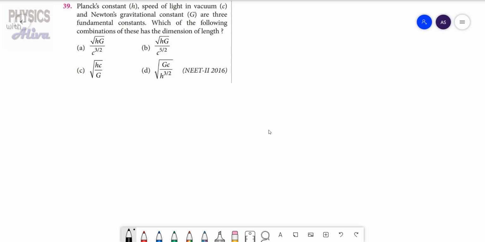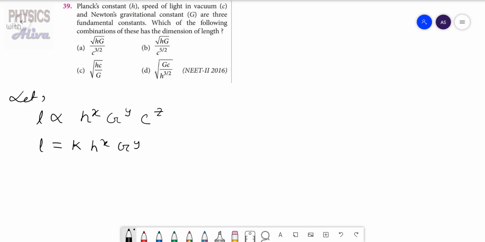Okay, so the problem is that length is directly proportional to h to the power x, G to the power y, c to the power z. We do not know the values of x, y, z, so we are taking them arbitrarily. Now we can equate these two sides, and this k is a dimensionless constant. So this is our equation. And now we have to calculate the dimensions of h, c and G.